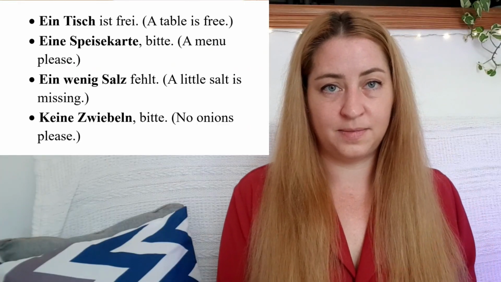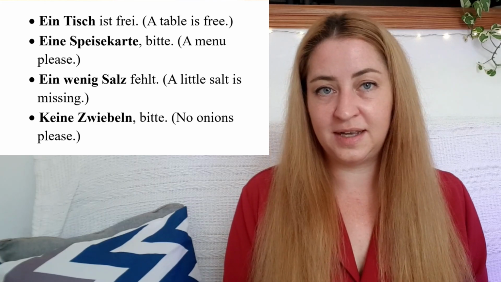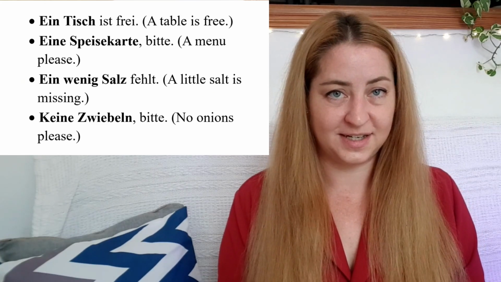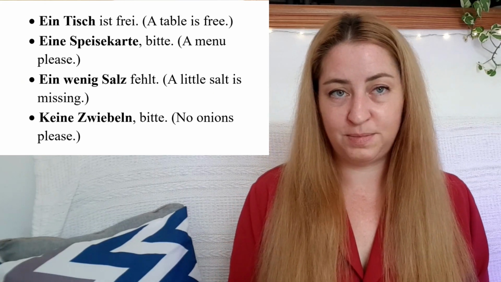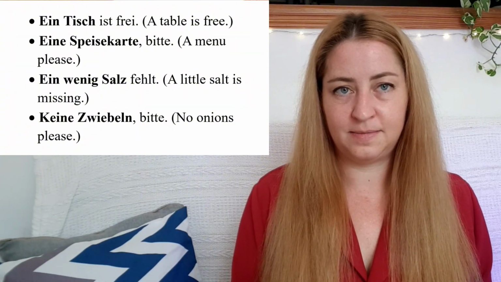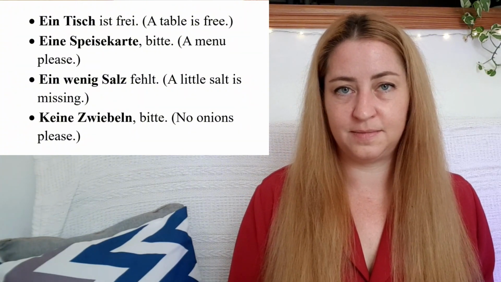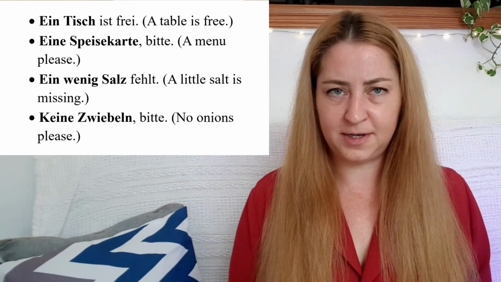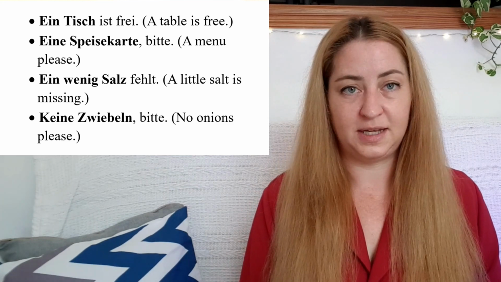Now let's look at indefinite articles in sentences. Remember, this is how you say a and an. Ein Tisch ist frei. A table is free. Eine Speisekarte, bitte. A menu, please. Ein wenig Salz fehlt. A little salt is missing. Keine Zwiebeln, bitte. No onions, please.